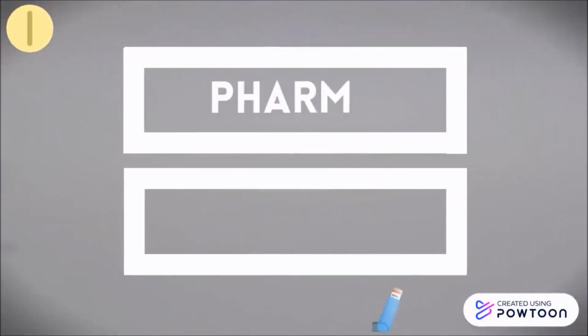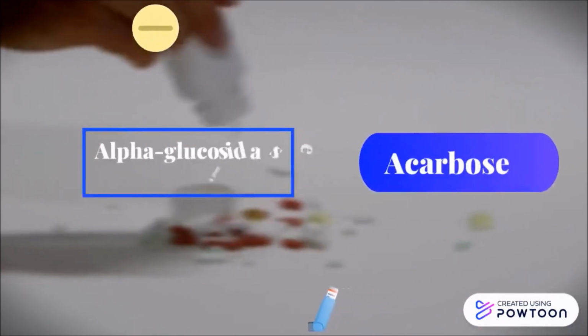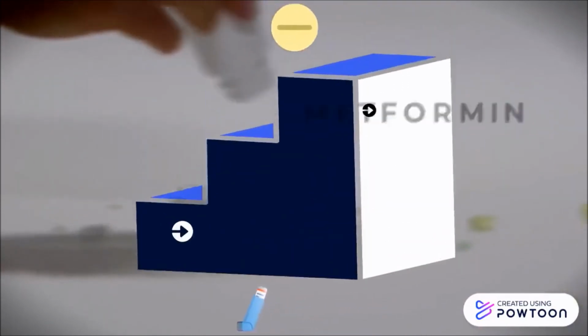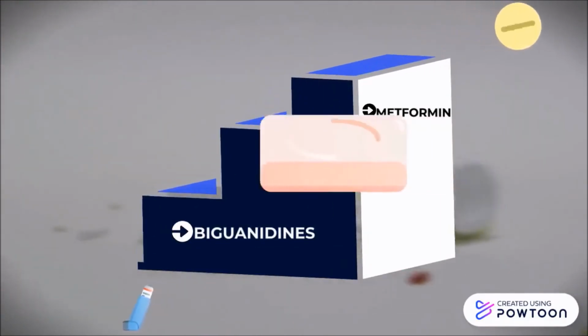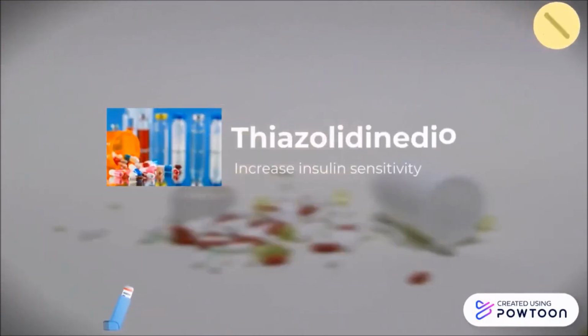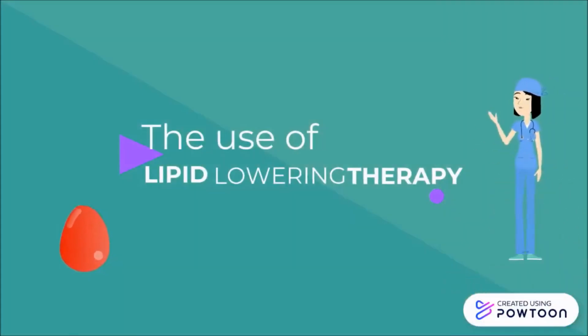Pharmacotherapy. The pharmacological treatment of insulin resistance is mainly based on three groups of drugs. Alpha-glucosidase inhibitors, which effectively reduce insulin resistance. Biguanides, represented by metformin, that increase insulin-induced peripheral glucose uptake and decrease liver glucose production, and the thiazolidinediones that increase insulin sensitivity. Lipid-lowering therapy has been shown to reduce the rate of cardiovascular events and mortality.